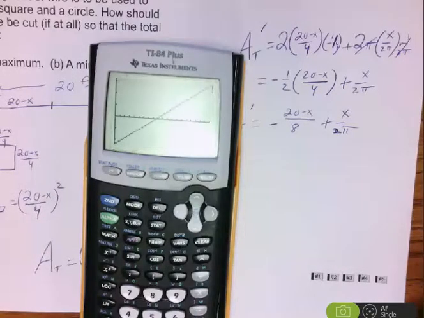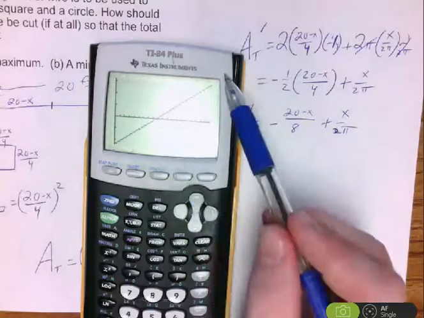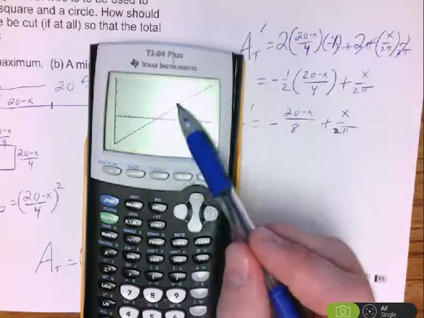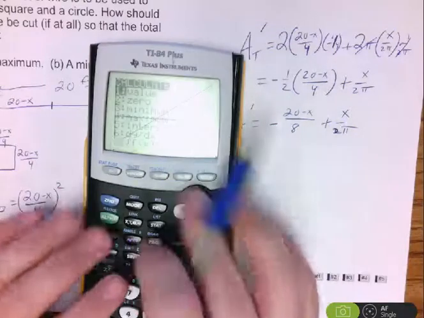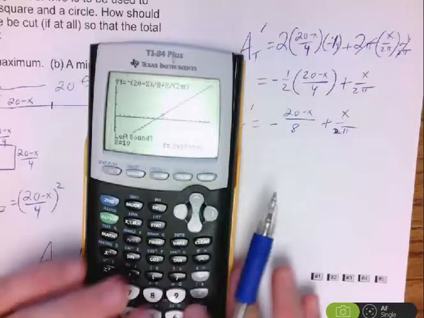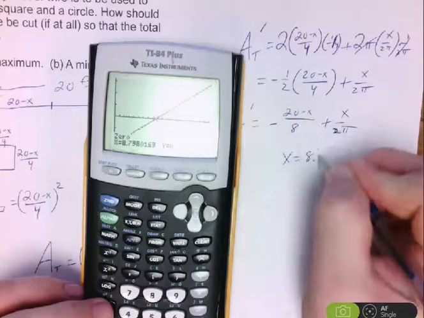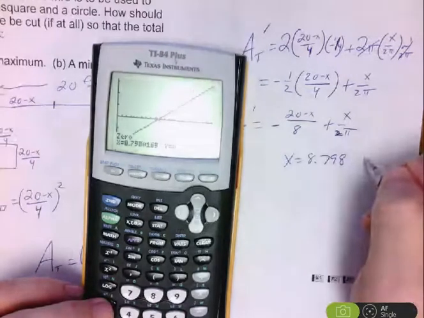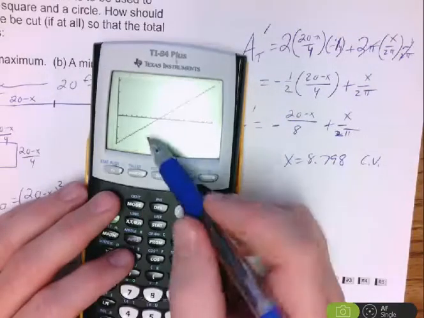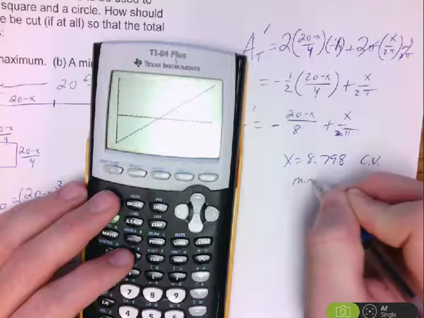This is my derivative. So my derivative is telling me that I have negative value, then positive value. So at this point, I know I'm going to have a minimum, right? My first derivative goes from negative to positive at this point. So I'm going to find that point. It's somewhere between 8 and 10, guess about here. So x equals 8.798 is my critical value. That's going to be a minimum because my first derivative went from negative to positive.